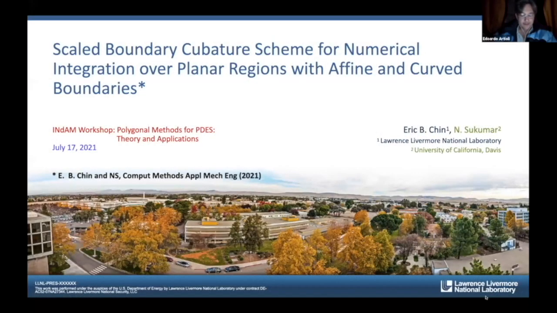To this second part of the afternoon session, we have the pleasure of having our afternoon session plenary speaker, Professor Sukumar, and his talk is entitled Scaled Boundary Cubature Scheme for Numerical Integration over Planar Regions with Affine and Curved Boundaries.